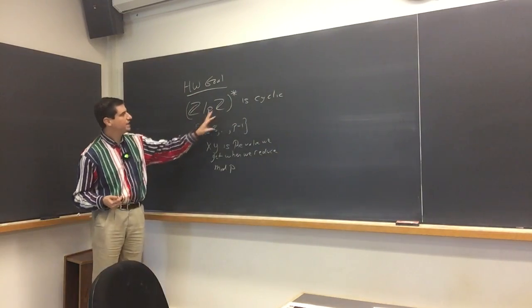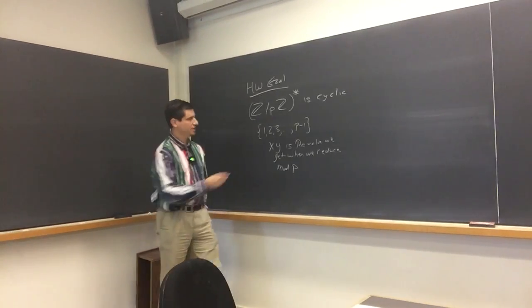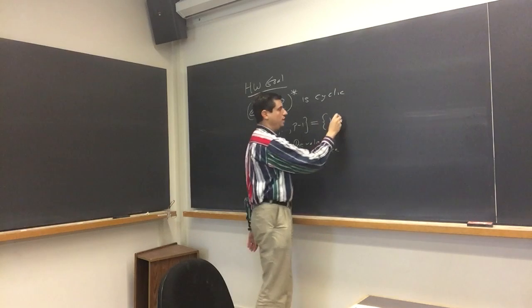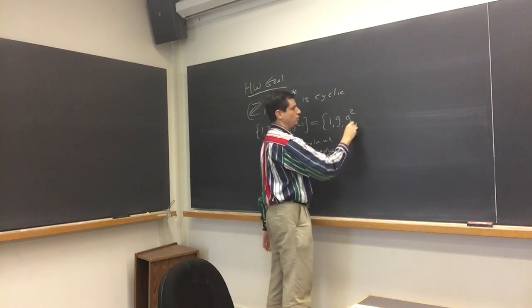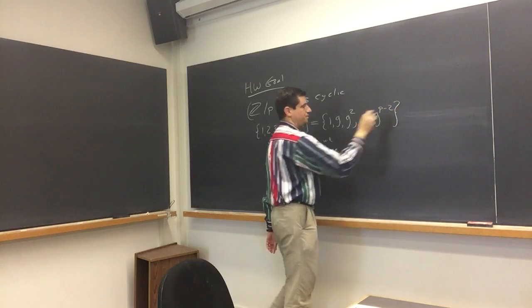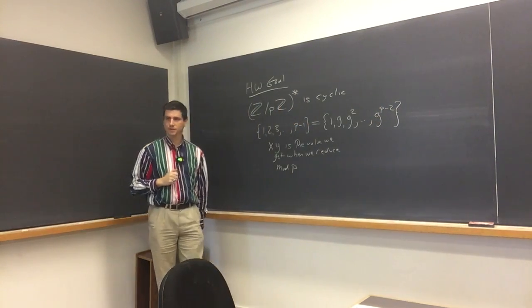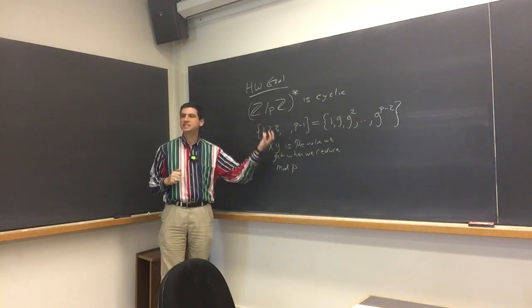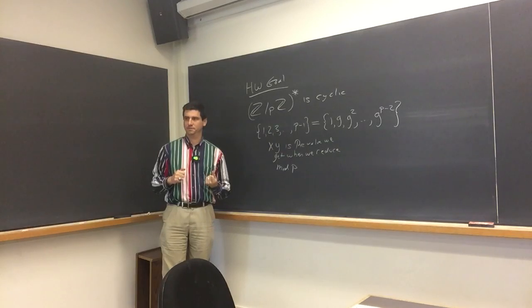So why would we care about this result that it's cyclic? That means that there is some g, such that we can write this as 1, g, g squared, ..., g to the p minus 2. So the purpose of this is that if we have an understanding of what a group looks like, maybe we can exploit that.